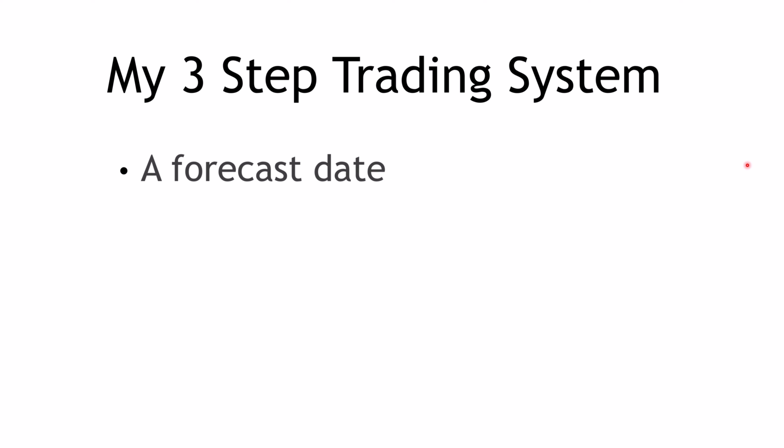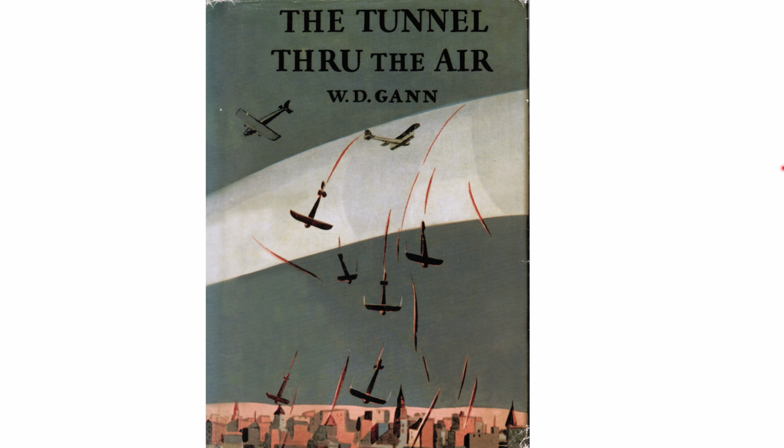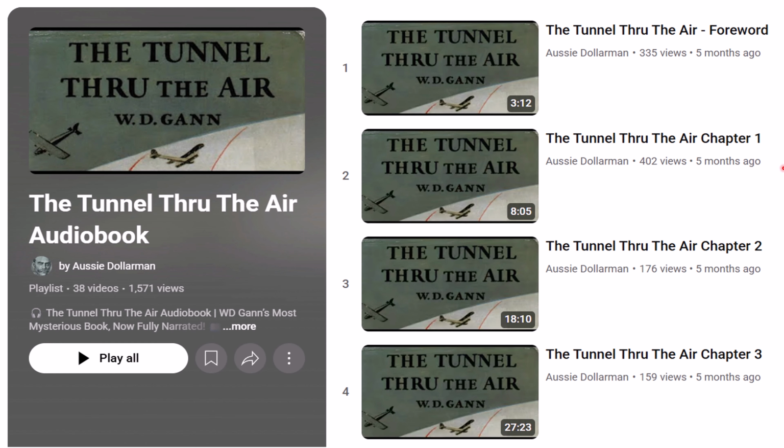So my 3 steps. Number 1, I begin with a forecast date. So if you want an example of that, you can check out my video on this channel for my Aussie dollar May 2025 forecast. The cycles that I use for my forecast dates come from WD Gann's novel, The Tunnel Through the Air. And if you'd like to get stuck into some research on that, I have created an audiobook of that. It is on the channel for you to listen to. I listen to it as well. There's plenty of information in there.